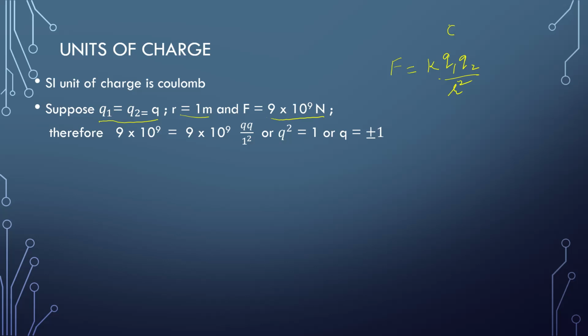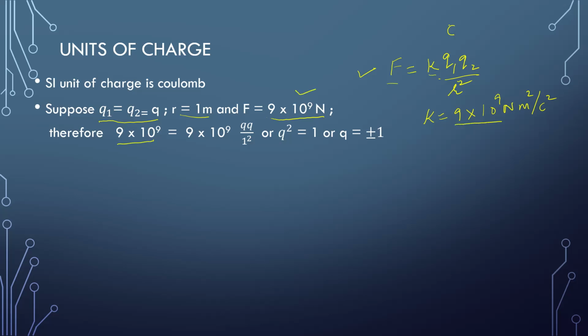Why are we talking about this? Because the value of K, the electrostatic force constant, is equal to 9 into 10 to the power of 9 Newton meter square upon Coulomb square. So we say that if Q1 is equal to Q2 is equal to Q, and R is equal to 1 meter, and F is equal to 9 into 10 to the power of 9 Newton, and if we substitute all these things in our equation for Coulomb's law, we will get F is equal to 9 into 10 to the power of 9, which we have written here.